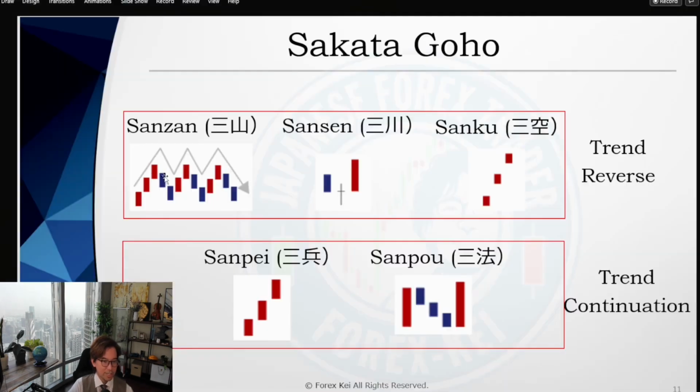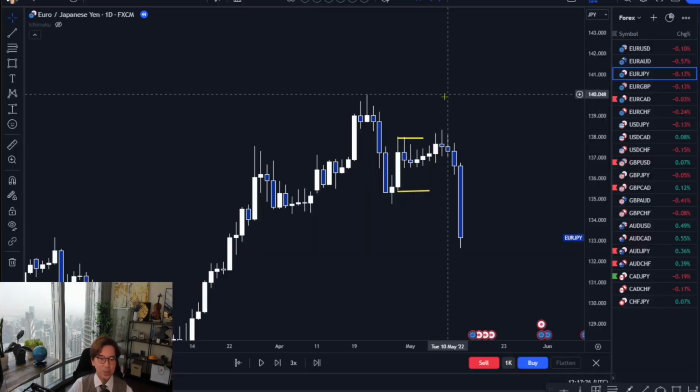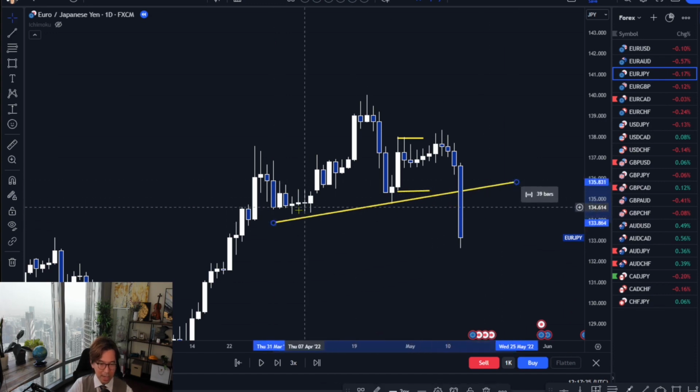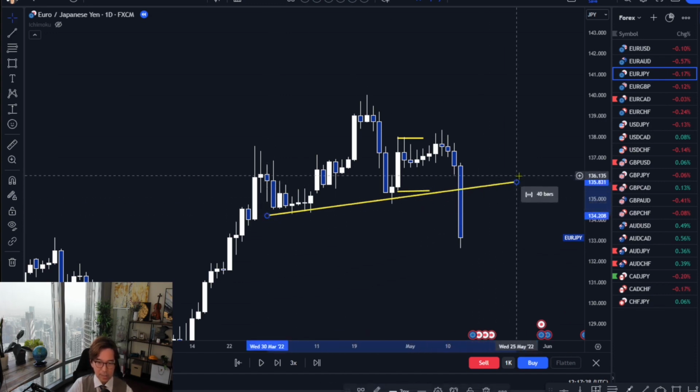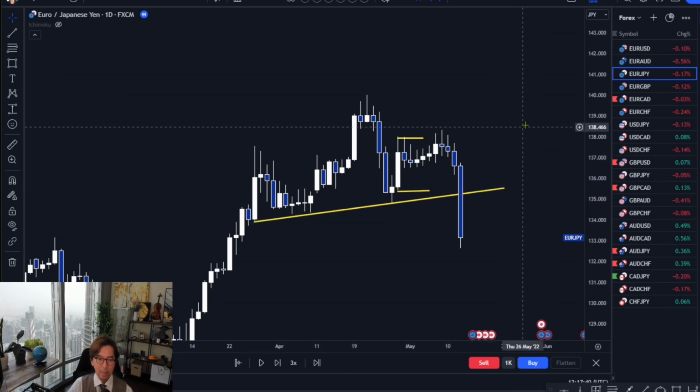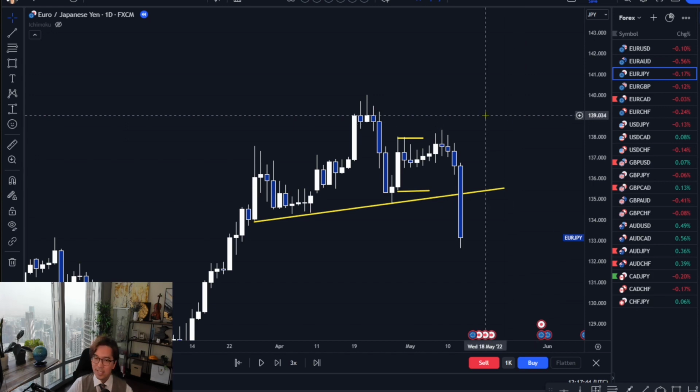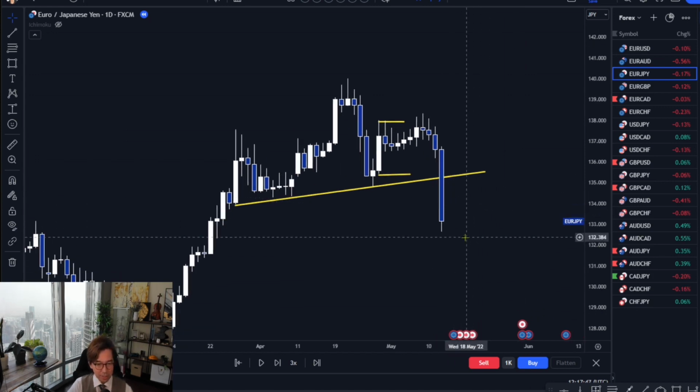Sanzan structure is this triple top or head and shoulders. This is one of the trend reversal patterns. Okay, so I can see that pattern in here, and here's a neckline. So this neckline has been a bit higher and higher. But this is one of the Sanzan patterns. Okay, so let's see if the market goes bearish or not.